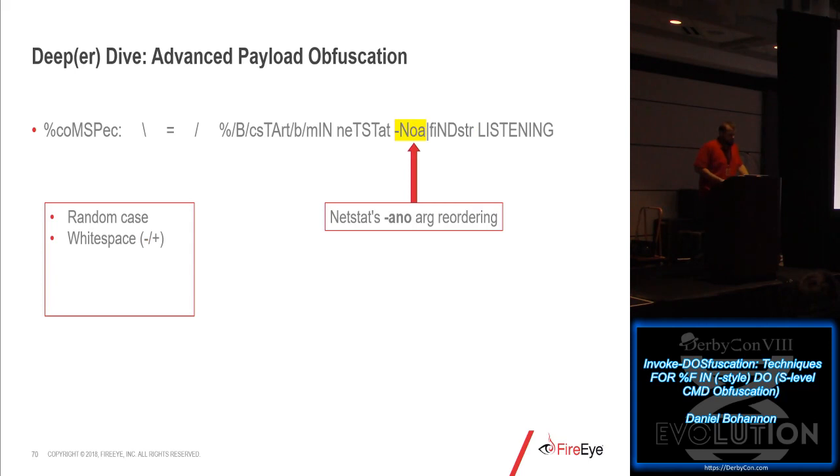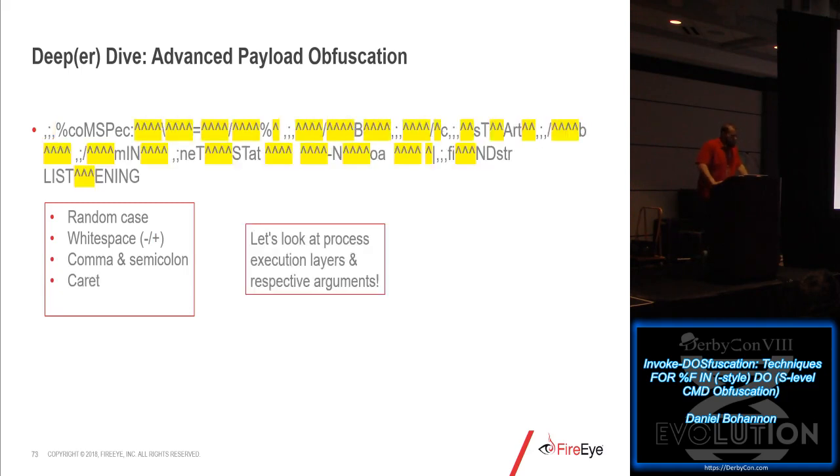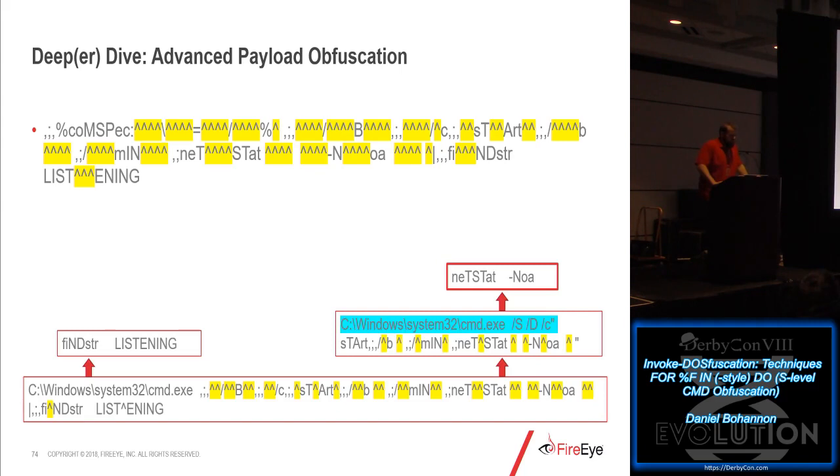Netstat's arguments can be reordered. We can add white space to the remaining command. We can also add all of those commas and semicolons because those are white space delimiters. And so we can add that in all of those places. We can then add a layered caret escaping, and that will persist a couple layers down depending on which binaries will still handle carets. And now if we look at the process execution for this, going from the bottom to up, this actually has a couple processes, right? It has the find string for listening. Eventually we have netstat, but you'll see this intermediate command, the portion highlighted in yellow.